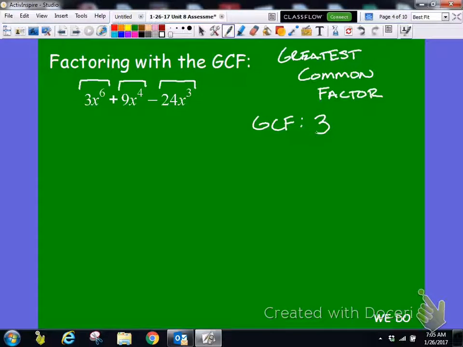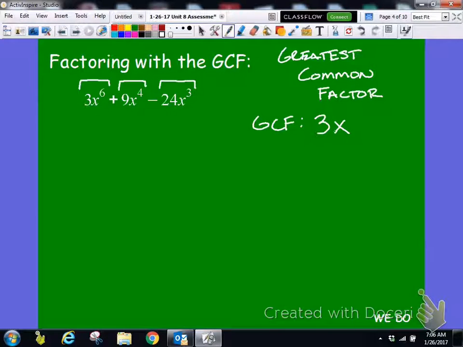Now, I don't necessarily have to have a number in common with all of them. I might just have a variable in common with all of them. I could have just a number, just a variable, or both. So in this case, I know that 3 is the greatest common factor among the coefficients. Now, if I look at the variables, all of them have an x. So I know there's an x included.